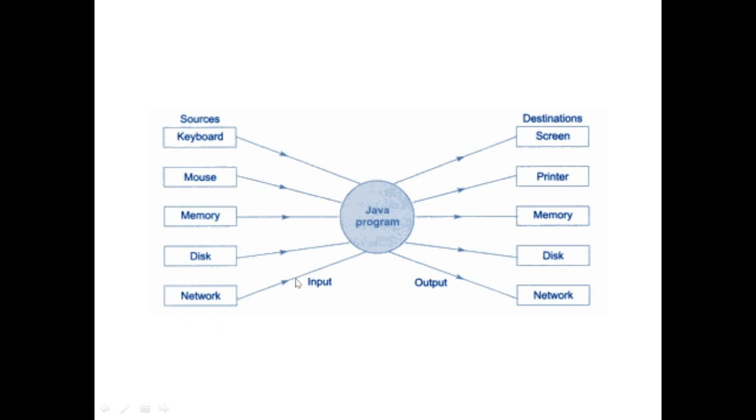In the same way, output from an application may go to the screen, the printer, memory, disk, and some other things, as you can see here. This part of the figure displays how a Java application is outputting some information to these particular peripheral devices. Okay.